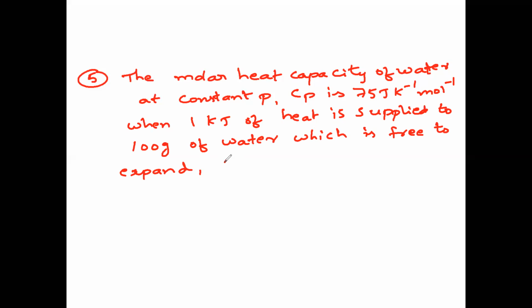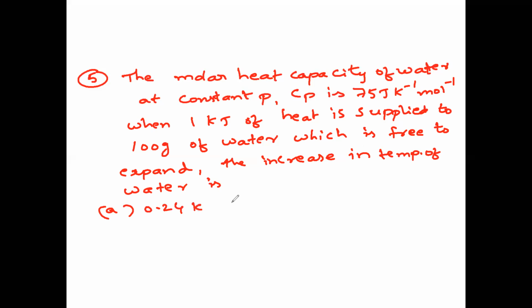The increase in temperature of water is: option 1, 0.24 K; option 2, 2.4 K; option C, 1.3 K; and option D, 0.13 K. Directly we need to find delta T. So this is the question now.